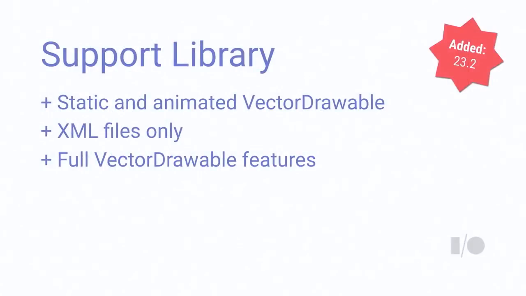We know this sounds like a hybrid solution, so we continued to work hard, and we came out with a purer solution based on the support library. In version 23.2 of the support library, we introduced two new classes: VectorDrawableCompat and AnimatedVectorDrawableCompat. So from the names, you can see we are supporting both static and animated assets here.